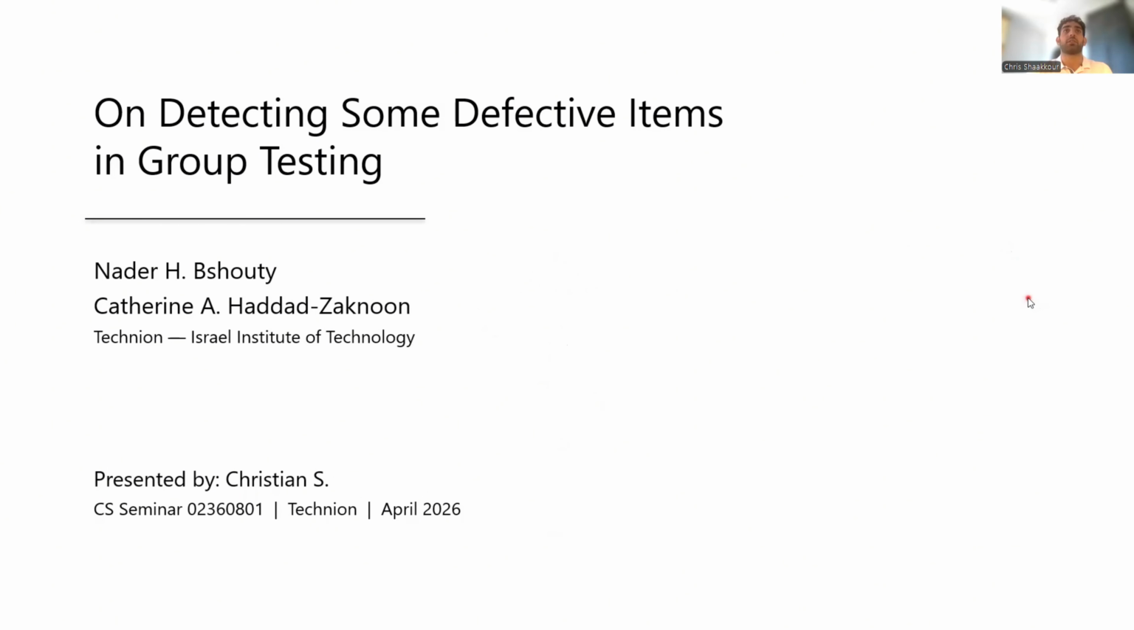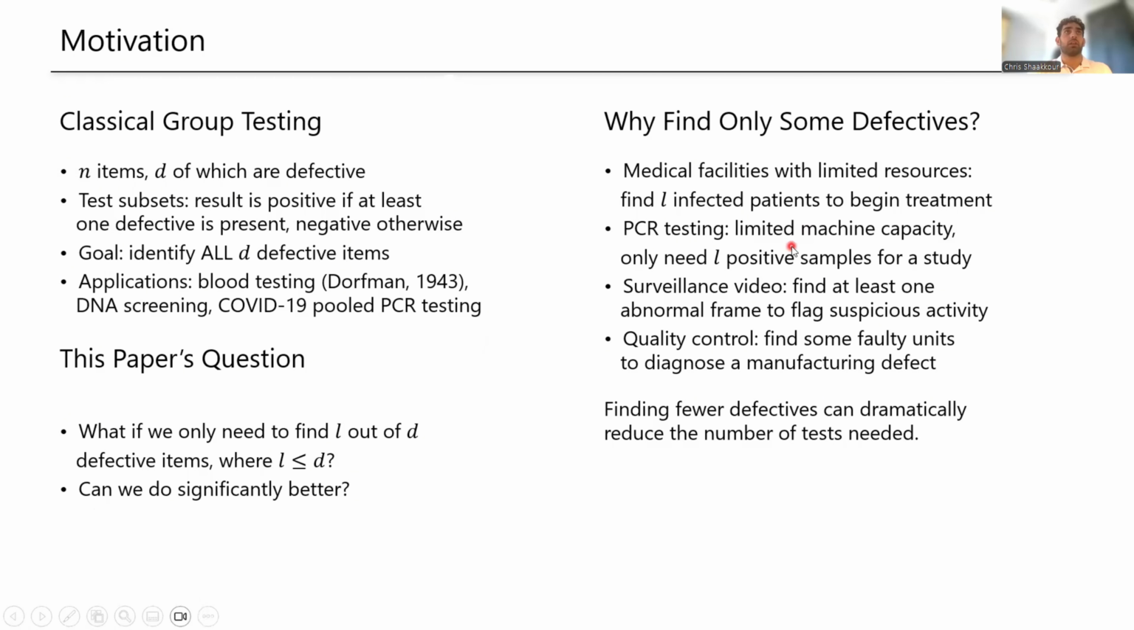Let's get started. The motivation behind group testing, which is called classical group testing, is that we have a group of n items, and there are d defective items in this group. In group testing, a test on a subset of the group is used to try to detect defective items. The test is positive if we find defective items and negative if not. Some applications of group testing are blood testing, DNA screening, and COVID-19 pooled PCR testing.